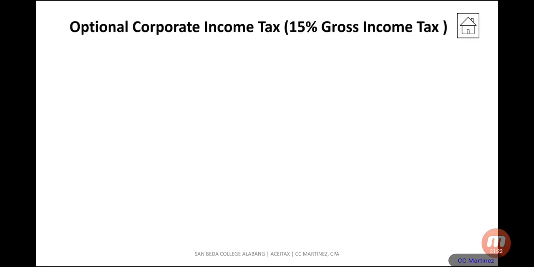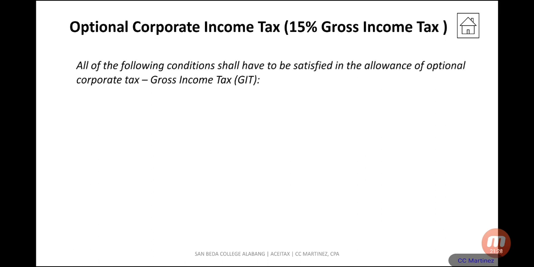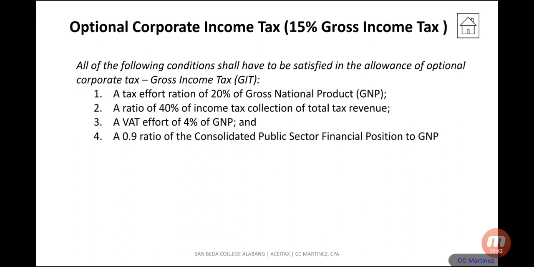Okay. So, sino yung pwede mag-avail nitong optional corporate income tax or 15% gross income tax? All of the following conditions shall have to be satisfied in the allowance of optional corporate tax. Okay, so, number 1, a tax effort ratio of 20% of gross national product, a ratio of 40% of income tax collection of tax revenue, a VAT effort of 4% of GNP, and a 0.9 ratio of the consolidated public sector financial position of GNP.